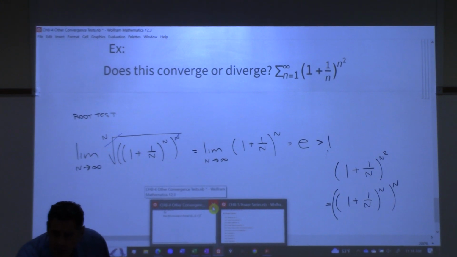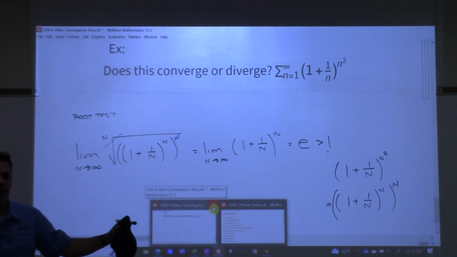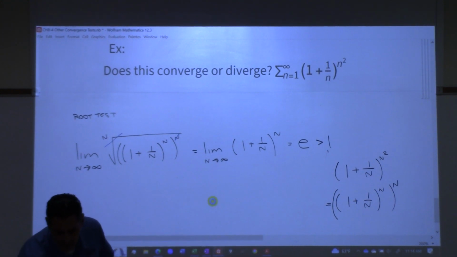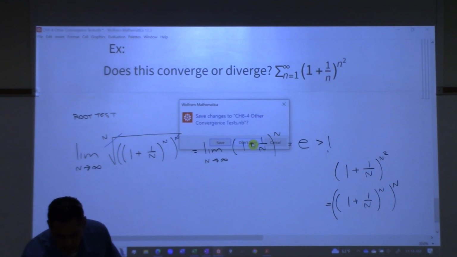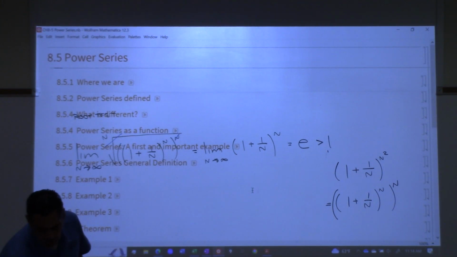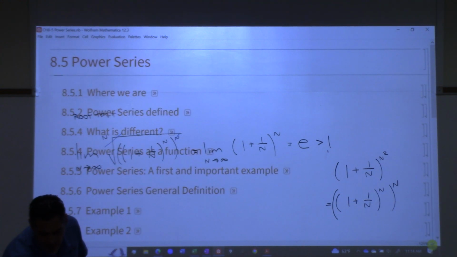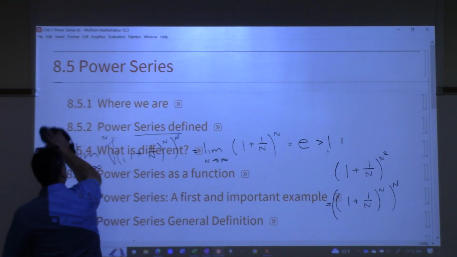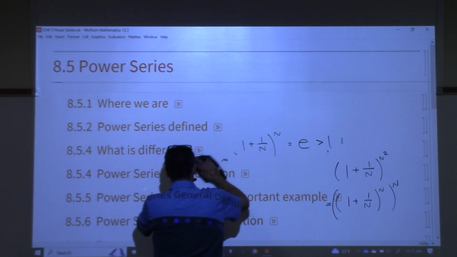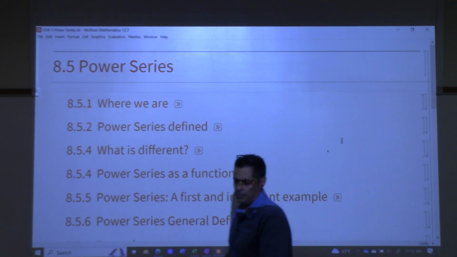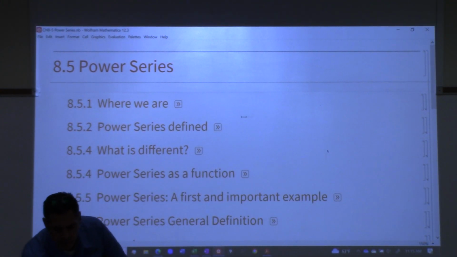We're done with 8.4. All the tests are over, all right? You have all the tests, and now we move on to a new concept. We're now going to talk about something called power series. So where are we?